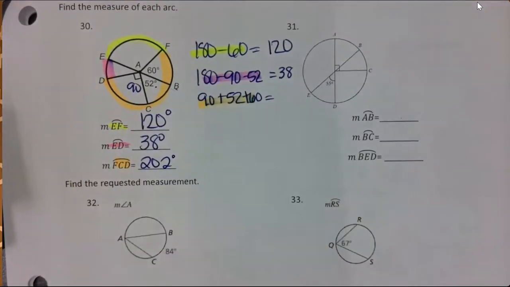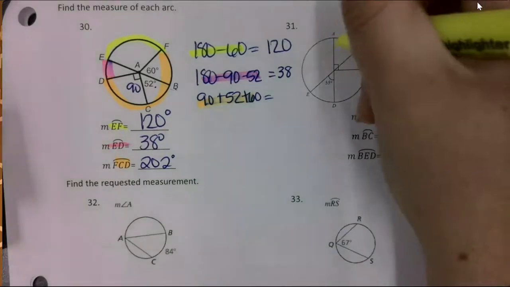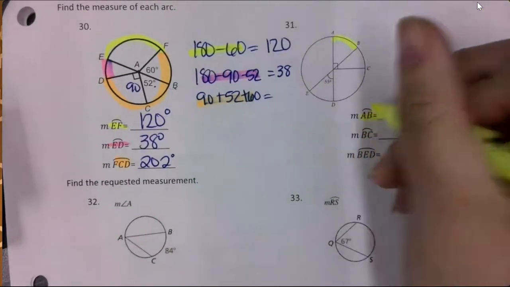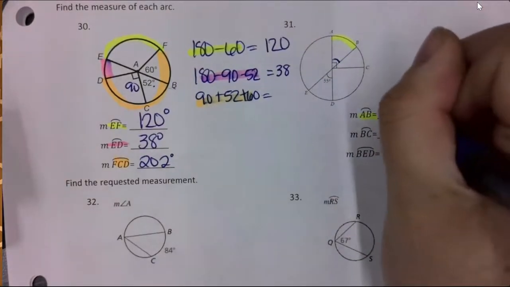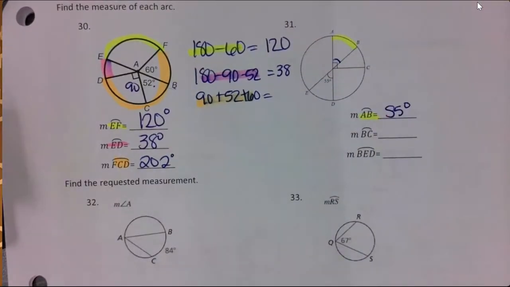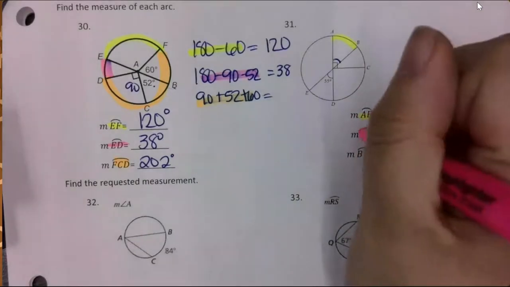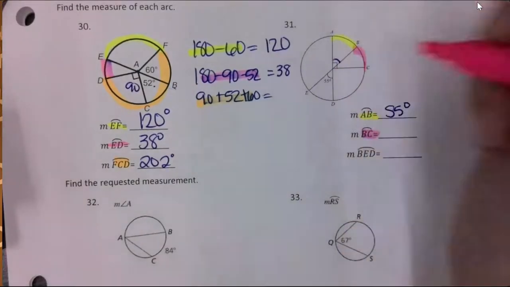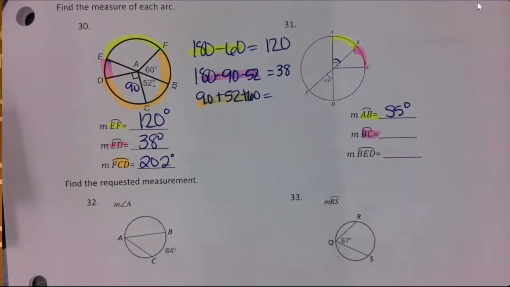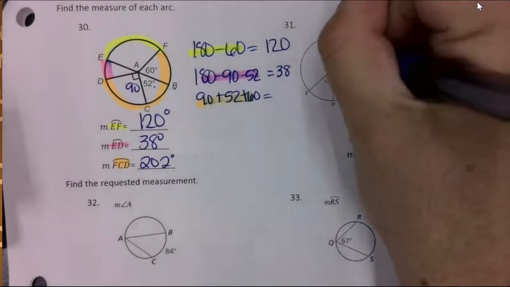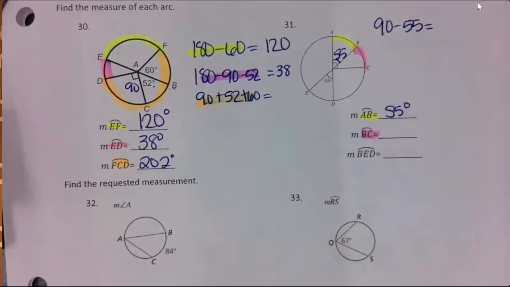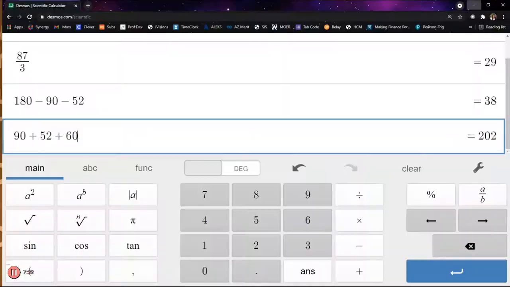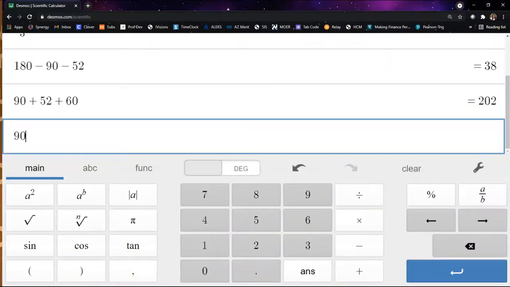Okay. On number 31, I have AB that I'm looking for. This one is vertical angles with the ED, so that's going to be 55. The next one I want to find is BC. So because I know this makes a 90-degree angle with AB, I just need to subtract the 55 from 90, which gets us 35.